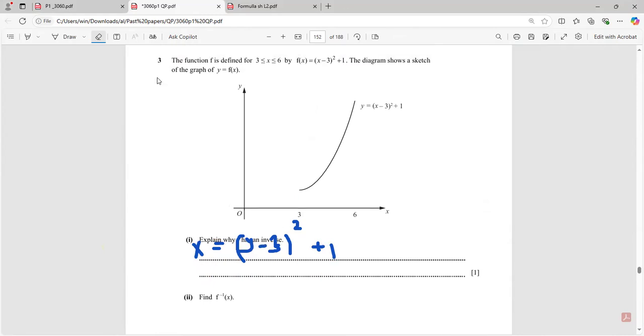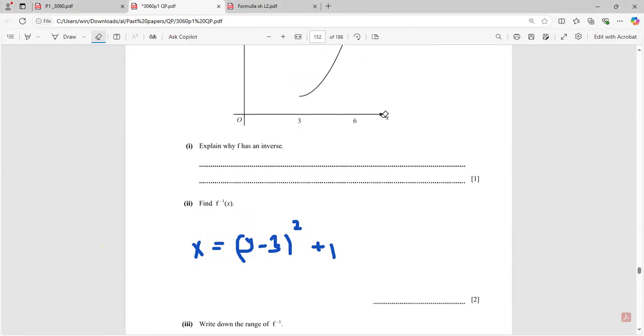Just to get the inverse here, I have to put y instead of x. That's what I do just to get the inverse of the function. Okay, so here I'm going to make y the subject in terms of x. Let's get started. We're going to say x minus 1 equals (y minus 3) squared.